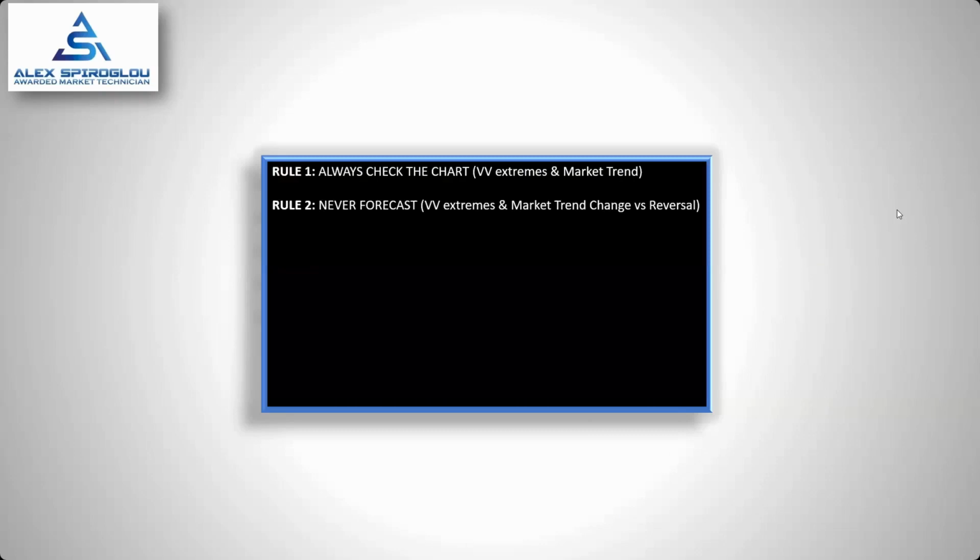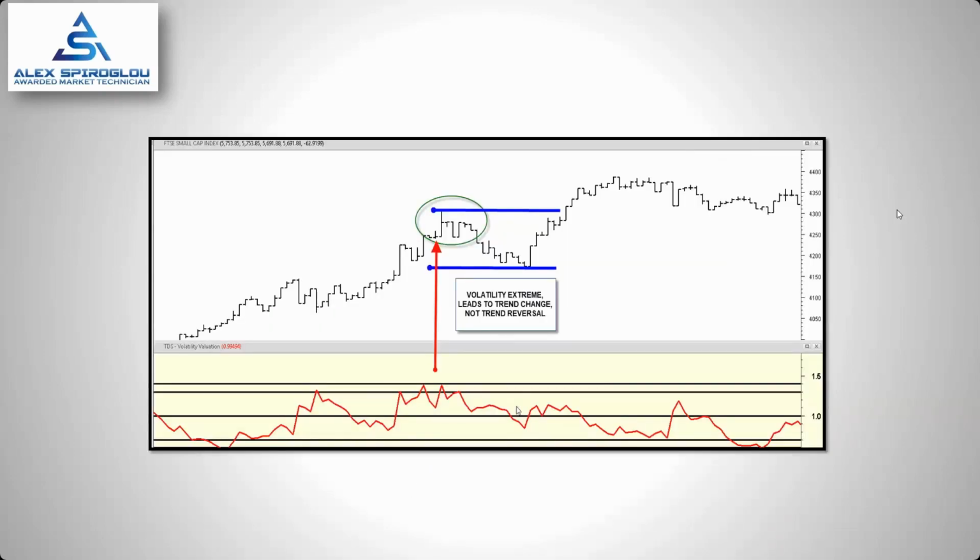So never forecast. Here's an example. High volatility here, the trends didn't exactly die, but they just took a rest. So the volatility extreme led to a trend change, not a reversal. So you can use that not just for your entries, but also for your stops. Very, very useful information, because if you were lucky enough to be in a position during this market uptrend, when volatility goes so high, you could use it as a sign to tighten up your stops.